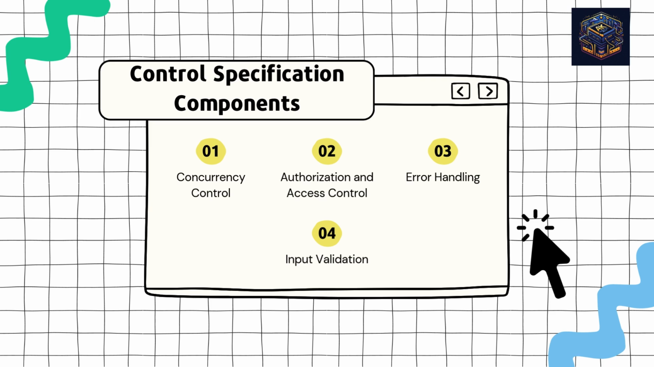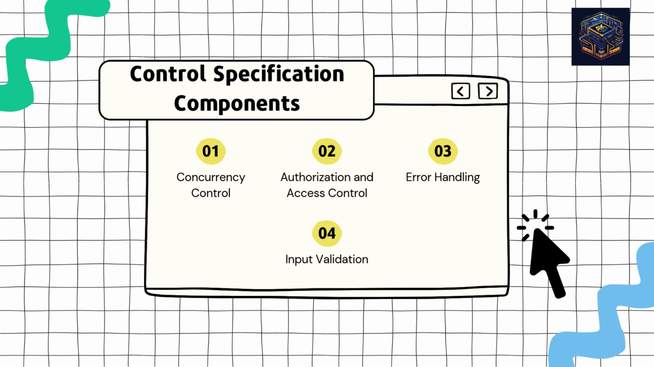Error handling. Every software system is likely to encounter errors at some point, whether it's from a user input, a system failure, or an unexpected situation. Error handling is a crucial component of control specification, as it defines the procedures the system will follow when an error occurs. This ensures that the system can either recover from the error or provide helpful feedback to the user.